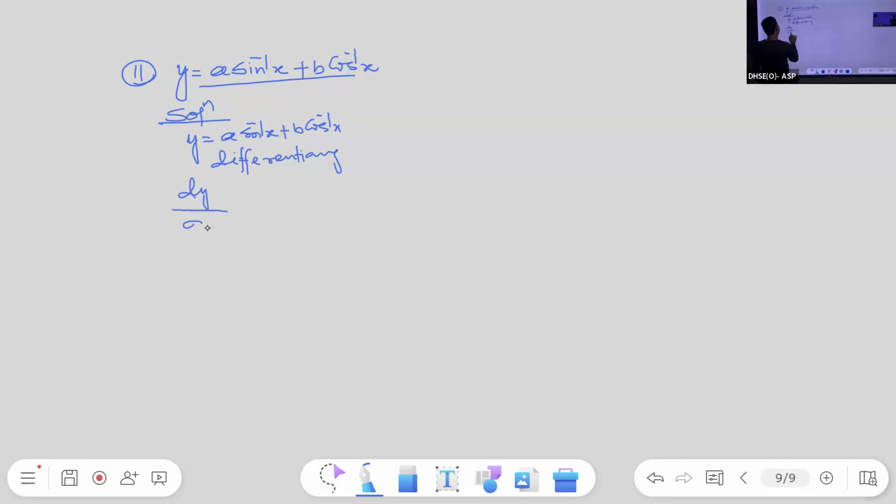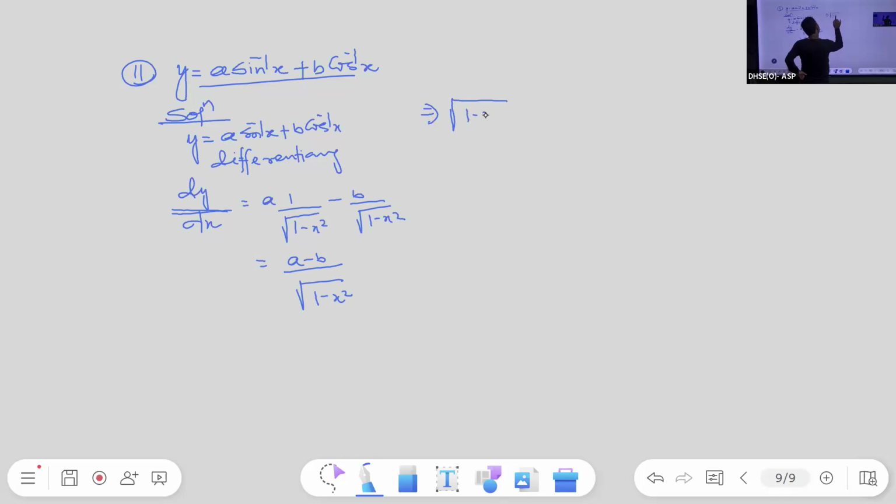So dy upon dx equals a into derivative of sin inverse x, which is 1 upon under root 1 minus x square, and derivative of cos inverse x is minus 1 by under root 1 minus x square, so minus b upon under root 1 minus x square. This is equal to a minus b upon under root 1 minus x square, right? So taking under root 1 minus x square to the left hand side, the equation will be under root 1 minus x square into dy upon dx equals a minus b.